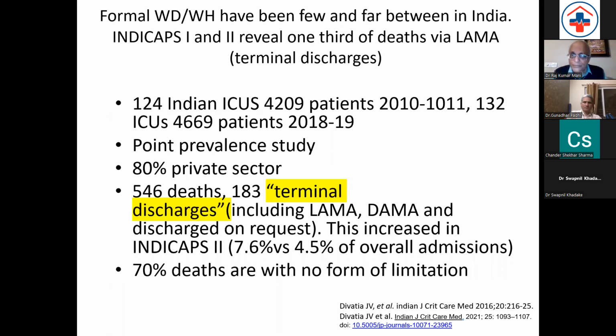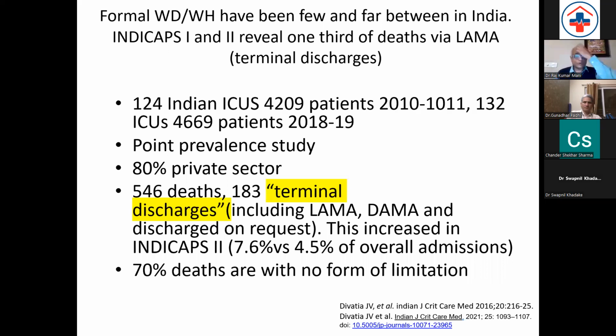So what did the INDICAPS study show? The 1 and 2 reveal one third of deaths via LAMA, terminal discharges. So this is the sad part of it. We don't take enough of a formal end of life decision and then a systematic caring of the patient through the dying process. We are not doing that. We are sidestepping all this responsibility by sending the patient LAMA.